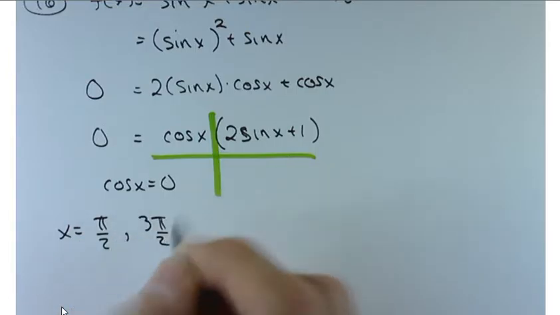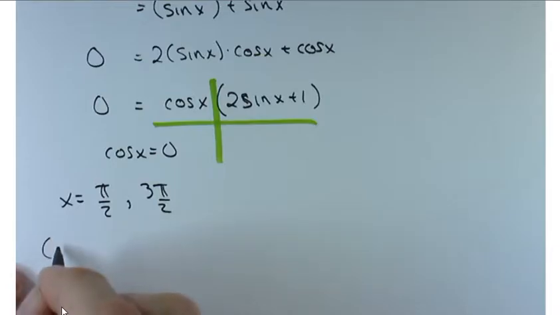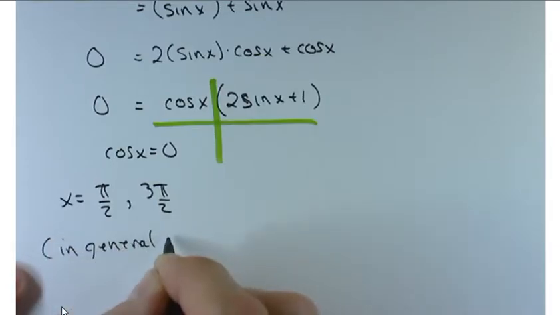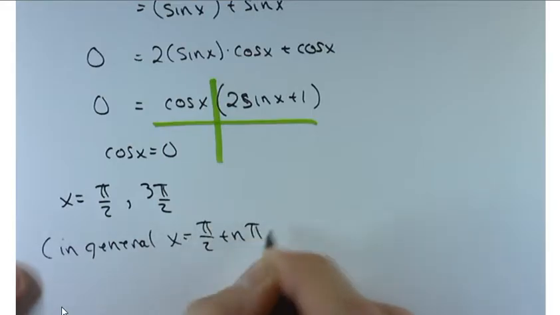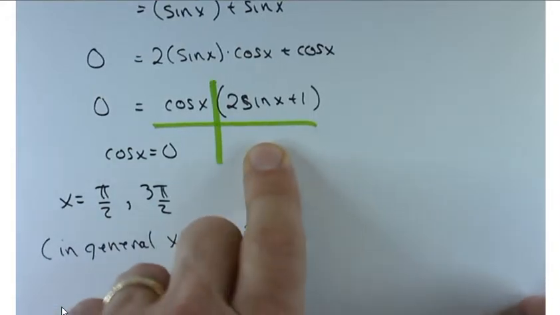Now, I'm not going to bother you about where this is equal to 0 for all of them. But in general, let me just remind you, it's going to be x equals pi over 2 plus n pi. Basically, it's going to be odd multiples of pi over 2: 3 pi over 2, 5 pi over 2, 7 pi over 2, or negative pi over 2, negative 3 pi over 2, etc. The harder one is this one.